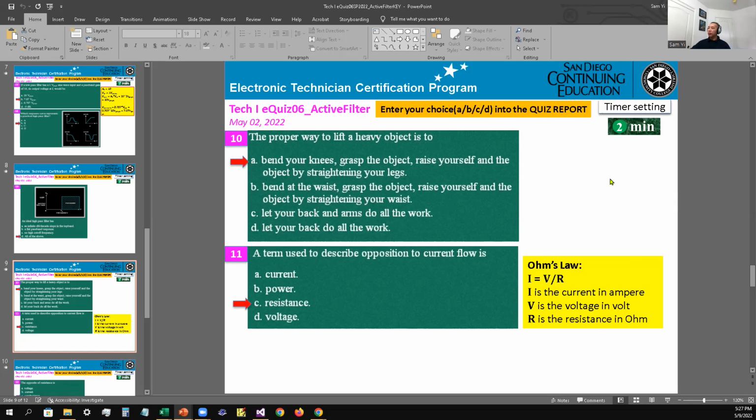Number 11, the term used to describe opposition to current flow is resistance. You've got R here, and R reduces your current. If you have less resistance, you're going to have more current. So the answer is C as in cat for number 11. Any question on number 10 or 11?